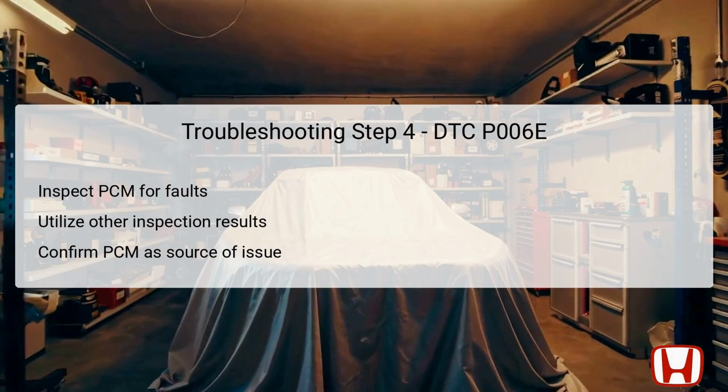Examine the PCM for any faults that could indicate a malfunction. This module is vital as it processes data from various sensors and controls the engine's performance dynamics. If all other components are functioning correctly and diagnostics still point to issues, it would signify that the PCM might be the underlying cause of the DTC P006E. Diagnosing the PCM may involve specialized tools and techniques for thorough verification to ensure a complete resolution.